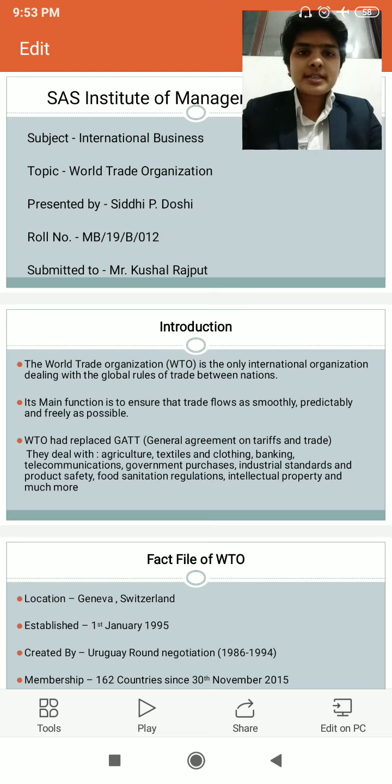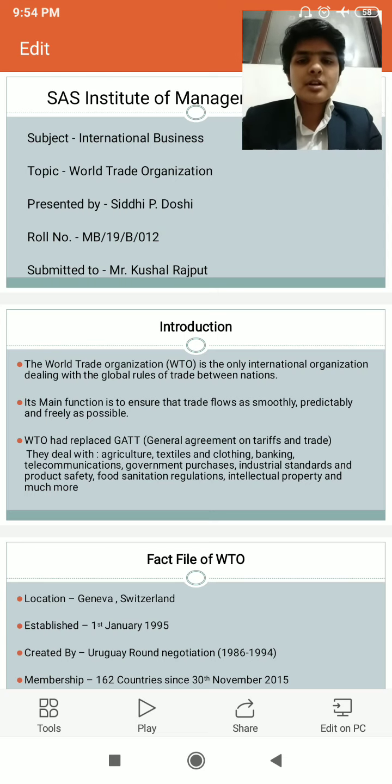And today we will discuss the topic World Trade Organization. Before going through, you all must be aware of what the World Trade Organization is. You must have heard about this in school life, right? So let us see a brief introduction about the World Trade Organization.